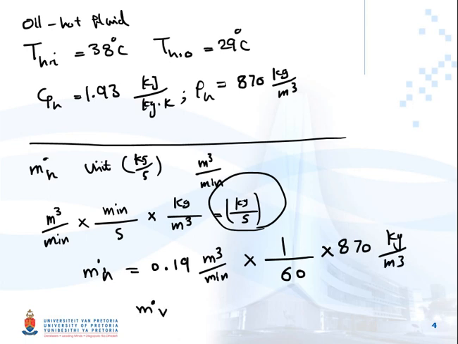So the mass flow rate of hot fluid or oil will be 2.6755 kilogram per second. You see, it was so easy, but that's the reason why I always tell you that you need to write the units, because it will help you a lot to understand what information you have and how you are going to transfer that information.